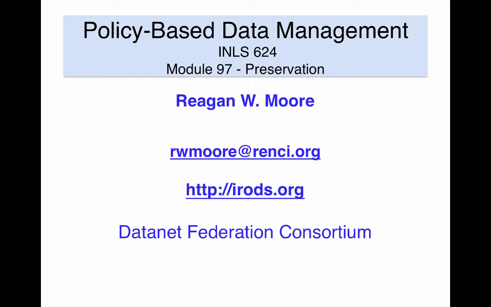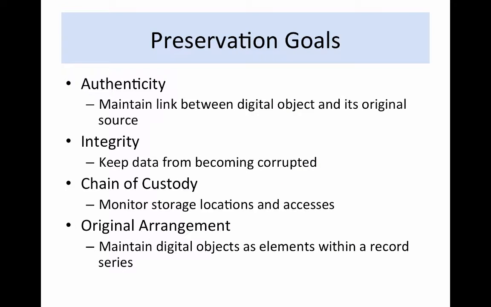Preservation is communication with the future. Preservation requires the validation of communication from the past. Preservation standards define the context for the communication from the past to be understood. Preservation starts with four principal goals: authenticity, integrity, chain of custody, and original arrangement.